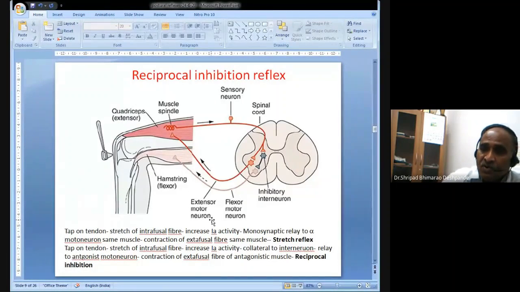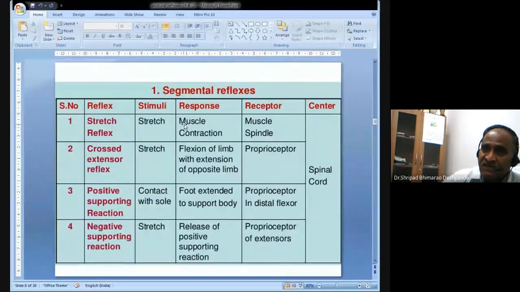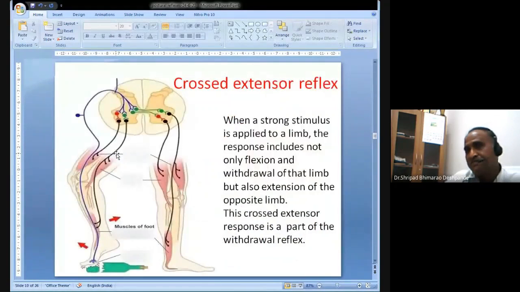Going back, I talked about the stretch reflex. There is a muscle contraction, and the center is in the spinal cord. Then we go to the crossed extensor reflex. This also I explained in the muscle reflexes. Now we start here. What's happening? The bottle is broken, and he is getting hurt. These painful sensations reach the spinal cord.